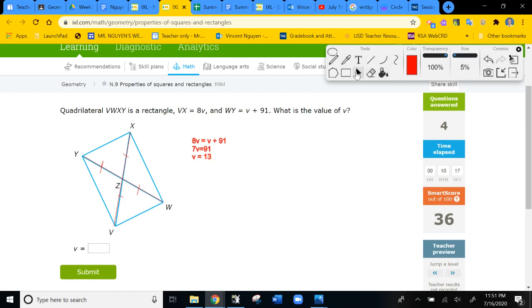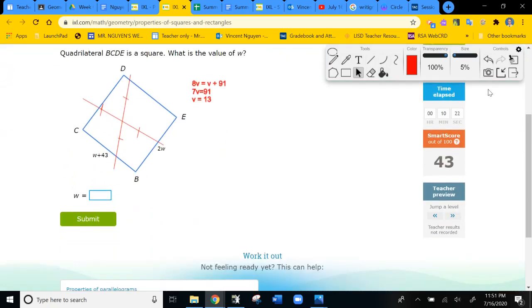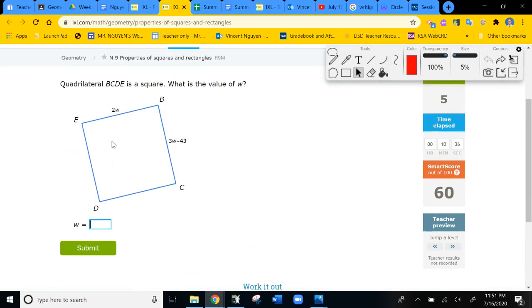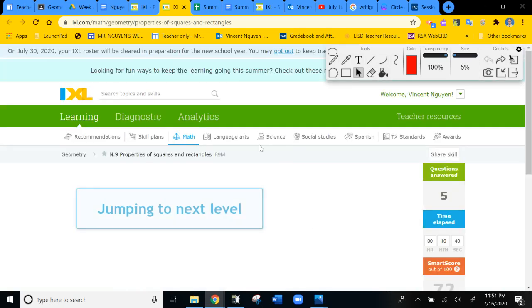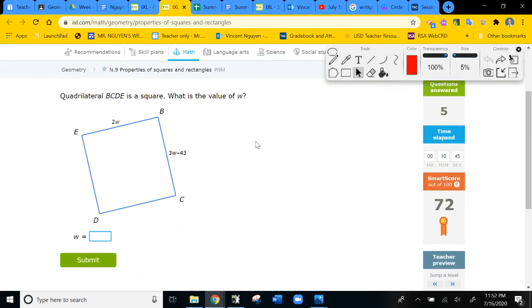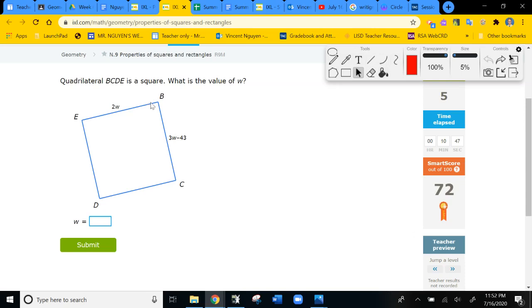Okay, let's put this in there and see what we got. Yay, fantastic. Okay, we got another square. Let's see if this is a repeat. Yeah, it is a repeat. The sides are congruent, so you set them equal. So I'm gonna jump level. This is another repeat again, right? You set the sides equal. I'm gonna jump level. Let's do another rectangle, shall we? Oh god, this is another repeat. Yeah, I'm gonna jump level. You set them equal again, and then you solve.